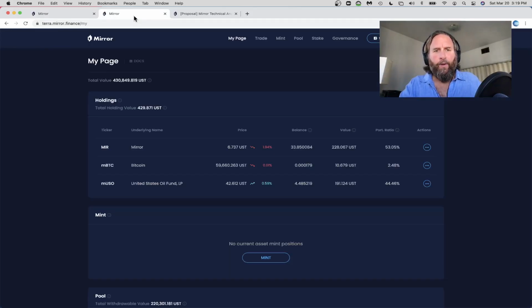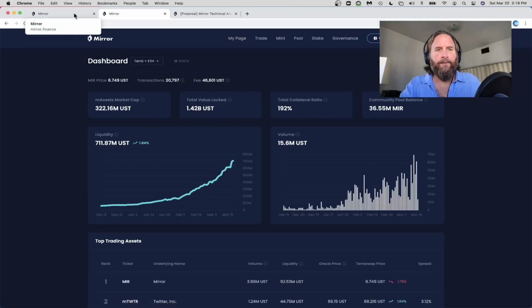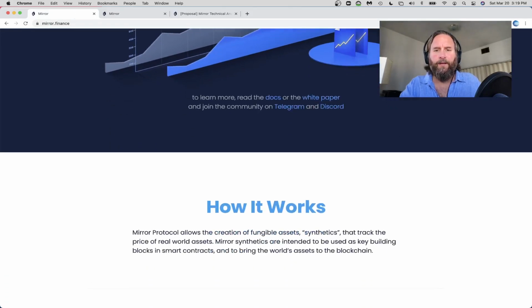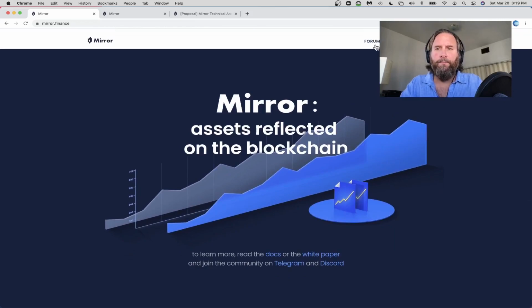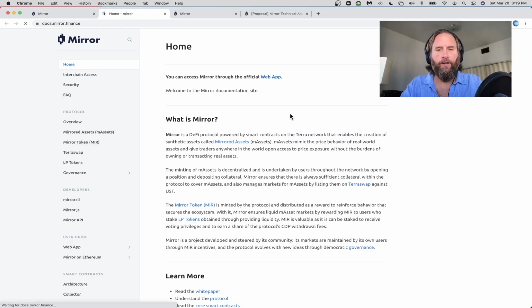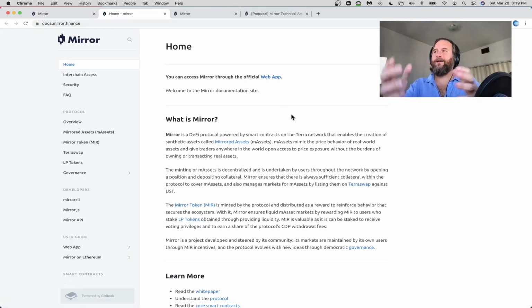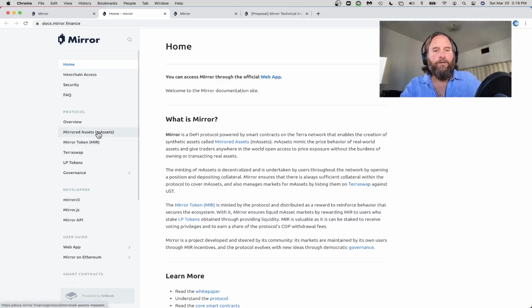So as always, in these protocols, hold on a second here. Where am I going? In these protocols, there is always going to be docs, right? This is where we're going. Docs, for those of you who are out there, and again, the link will be in the description. What is the Mirror token? What are mirrored assets? What is governance? You want to read through this stuff if you want a thorough understanding.